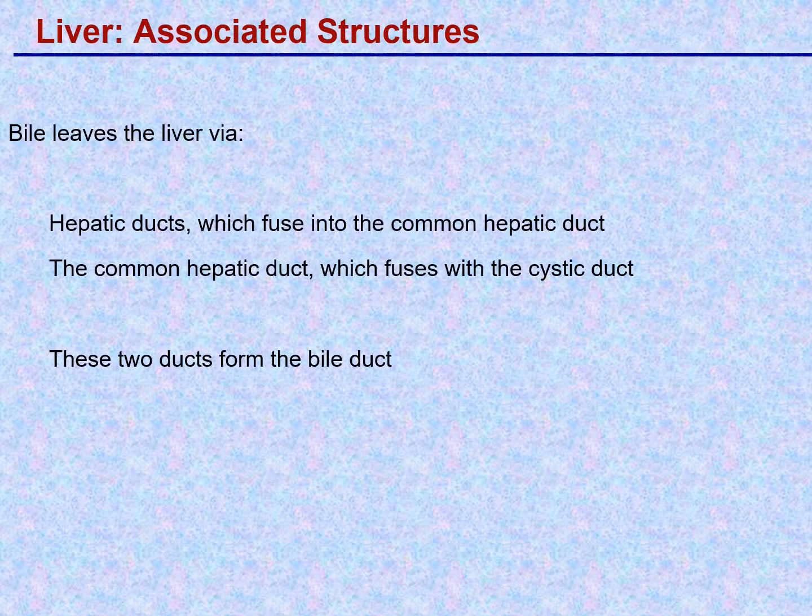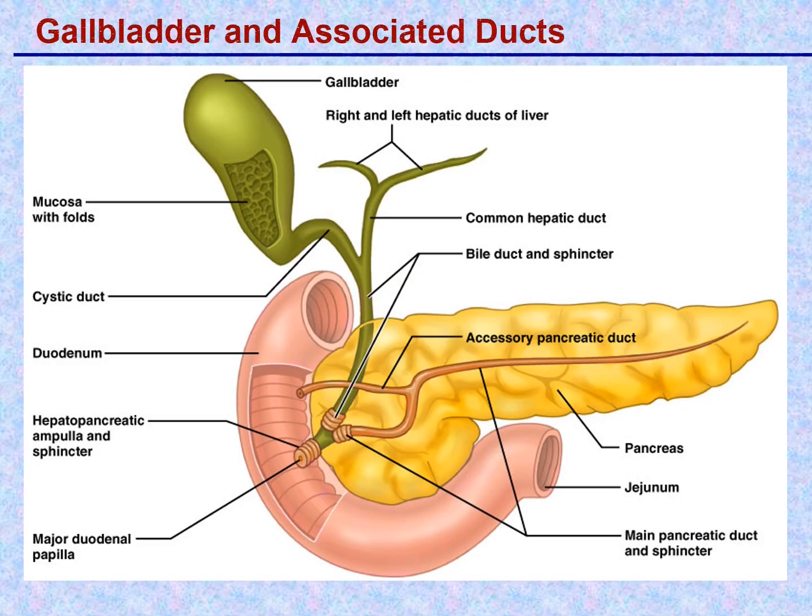The liver, of course, drains its product, bile, out through the hepatic duct, and there are a couple of hepatic ducts draining bile out of the liver. These fuse to become the common hepatic duct, and that fuses with what's called the cystic duct, which together they form the bile duct itself.